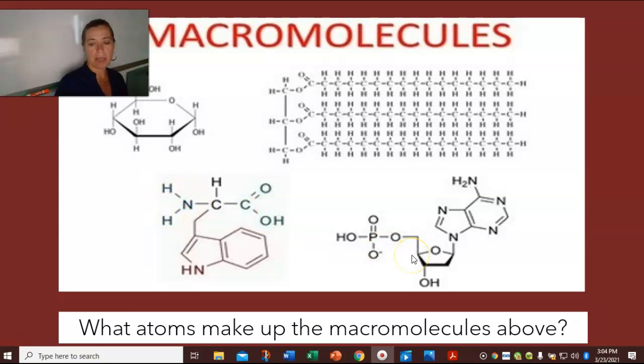And then we've got our last big macromolecule. And that was nucleic acids, right? So we've got nucleic acids right here, and the nucleic acids have nitrogen in it, right? So we have our 5-carbon sugar, our nitrogen base, but we also have this phosphate group. So right now we're looking at carbon, hydrogen, oxygen, nitrogen, and phosphorus.